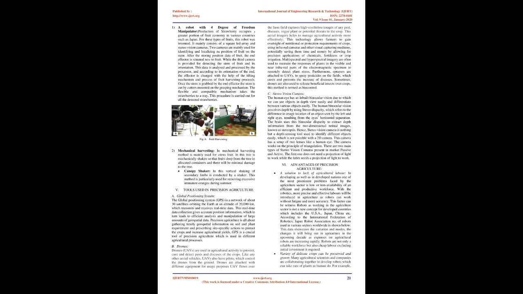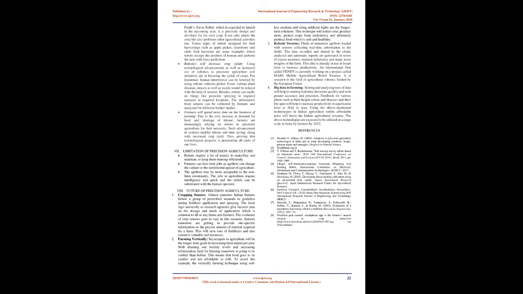Robots working in the agriculture sector is not a new concept for developed countries, which include the USA, Japan, China, etc. According to the International Federation of Robotics and the Japan Robot Association, the number of robots used in various sectors worldwide is shown below. This data showcases the changes it will bring about in agriculture in the upcoming decade, as expenses on agricultural robots are increasing rapidly.